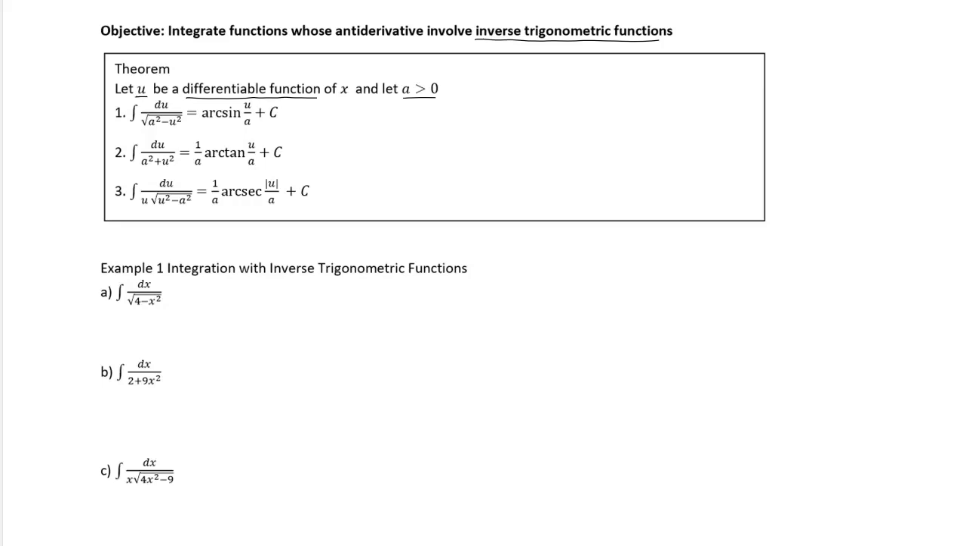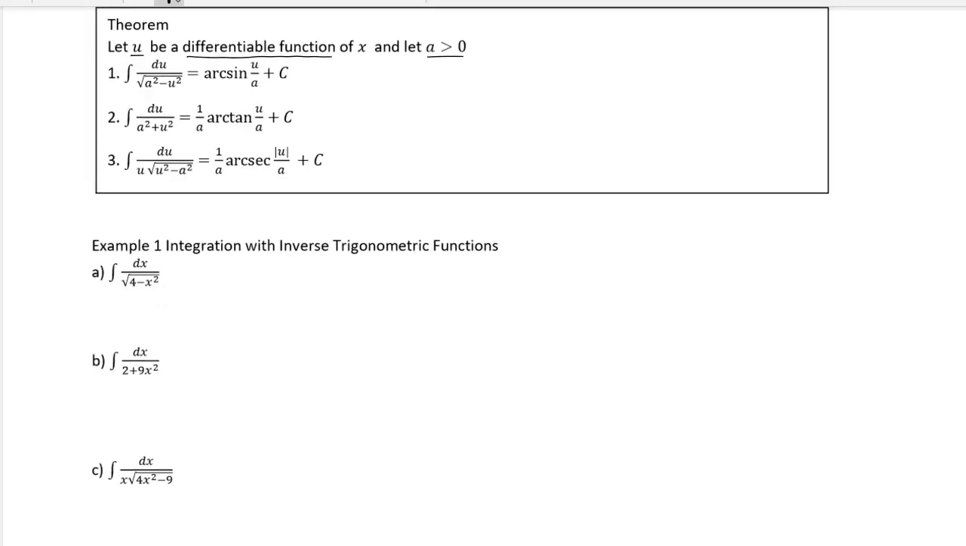So a lot of the first part of this section is going to be about pattern recognition. Example 1 closely matches the form that we have in part 1 of the theorem, because we can see we have a number minus an expression under that square root, just like we have there. So in example 1a, just matching what we see here, I'm going to take our u to be x, because I see u squared and x squared matching up there.